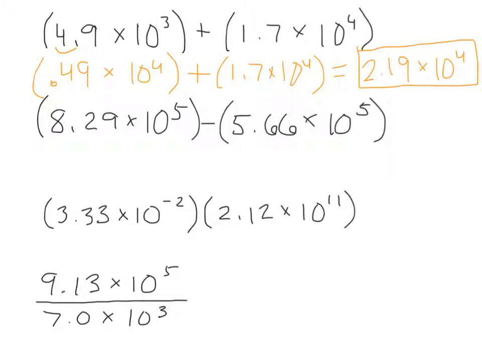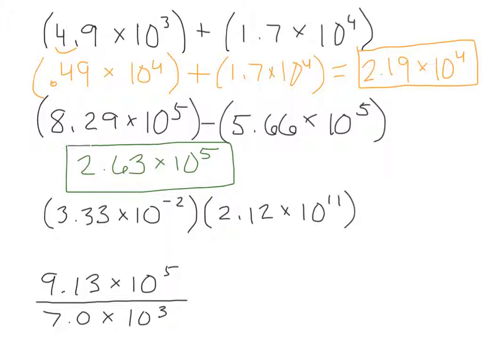Same thing when you're subtracting. So these values are both 10 to the fifth, so they are the same. I can go ahead and just subtract these numbers. So when I do, I get, let's see, 8.29 minus 5.66. That gives me 2.63. My answer will be times 10 to the fifth because you're just adding and subtracting the numbers, so your exponent should not change. This is in scientific notation, so I'm going to keep it in scientific notation.